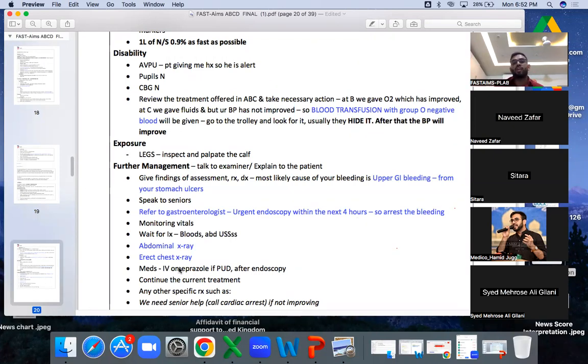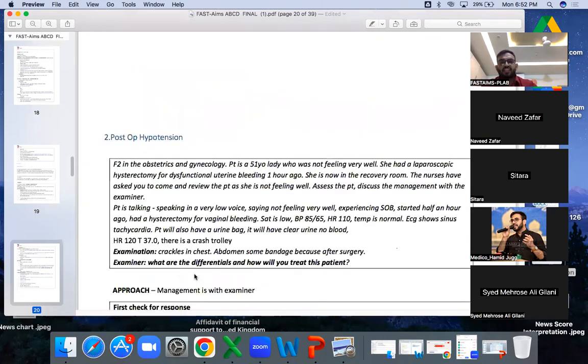You are going to do an abdominal X-ray and an erect chest X-ray. These two things you will do yourself, along with all the monitoring and other things. They are important because you want to see if there is any perforation or not. And for medicine, you have now stabilized the patient, and you will give IV omeprazole. These are the important points you need to keep in mind in this scenario. The rest is the same.